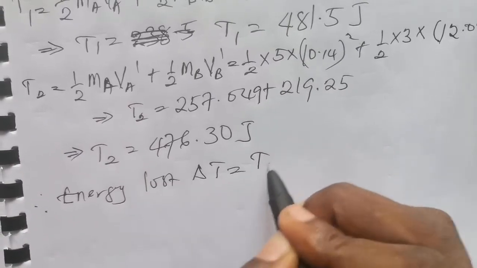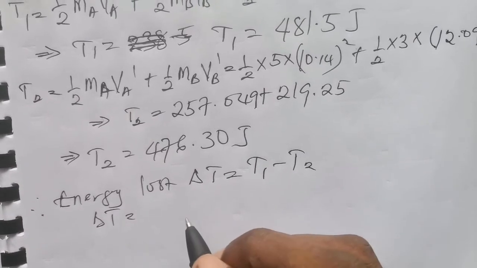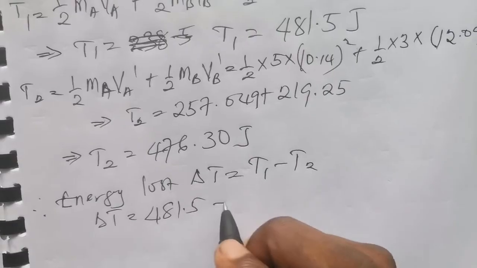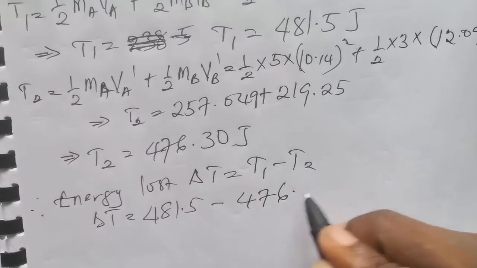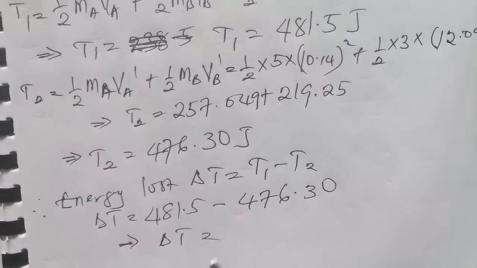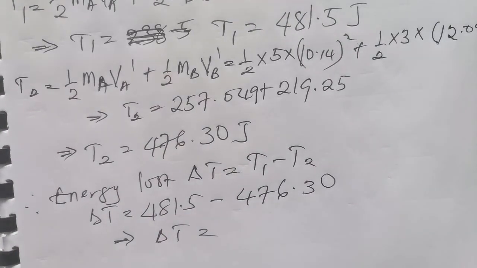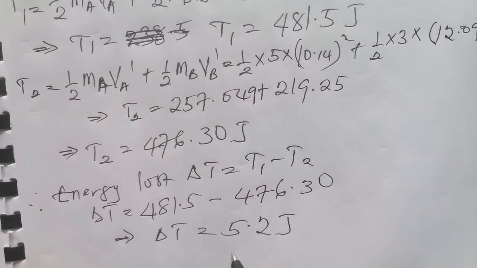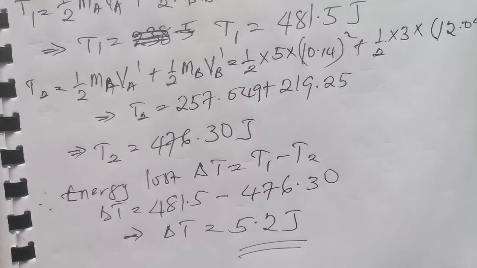So the energy lost at impact, change in T, like I said, is simply T1 minus T2. So change in T is equal to 481.5 minus 476.30. Let's obtain this value. That simply gives us 5.2 joules. So this is the amount of the energy lost.